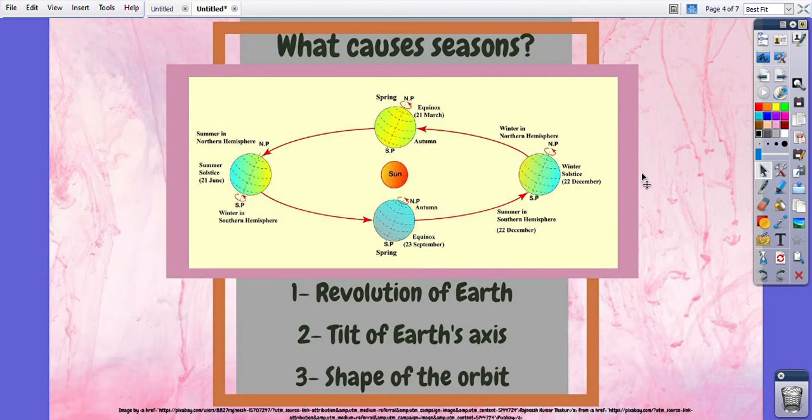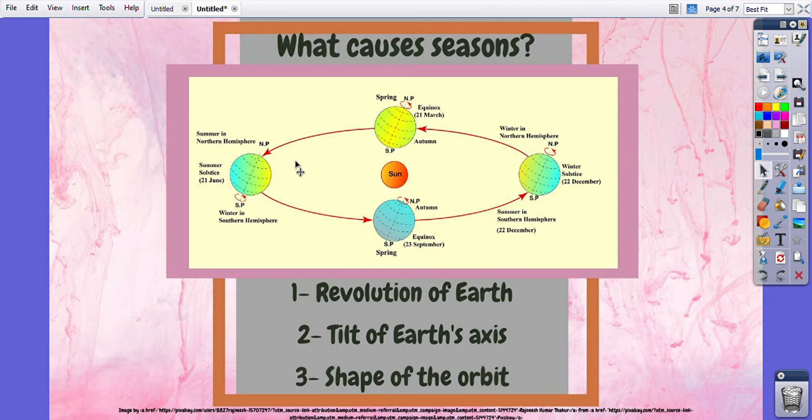Okay, now what causes seasons? There are three factors: revolution of Earth, tilt of Earth's axis, and shape of the orbit. The Earth revolves around the Sun on a fixed orbit that is elliptical in shape, and its axis is tilted at 23.5 degrees. This tells us that different areas of Earth, as you can see over here, get different amounts of sunlight and heat during the orbit. I would say it again, different areas of Earth get different amounts of sunlight and heat during the orbit, or during a complete revolution.